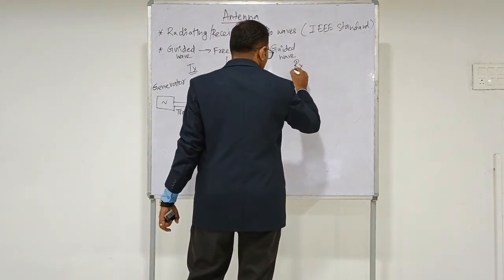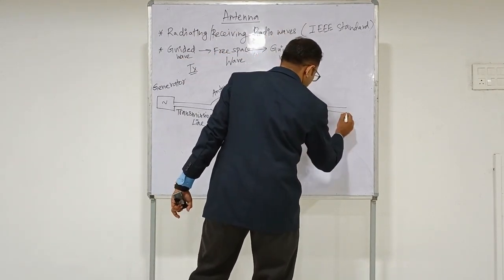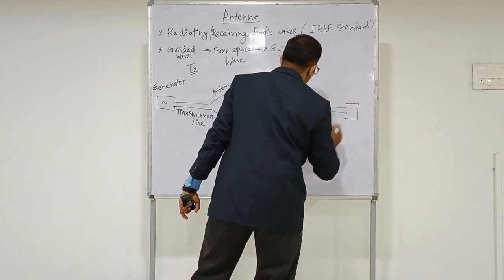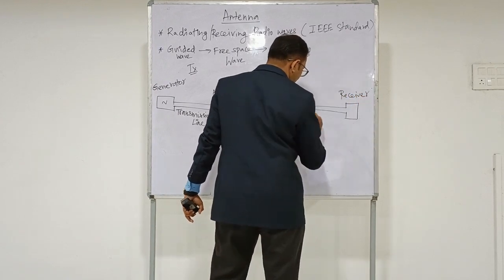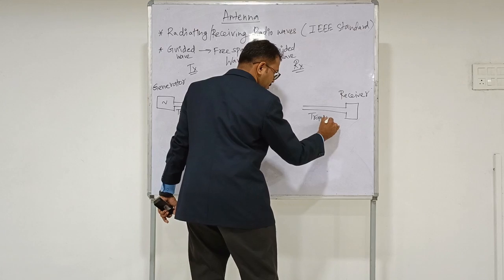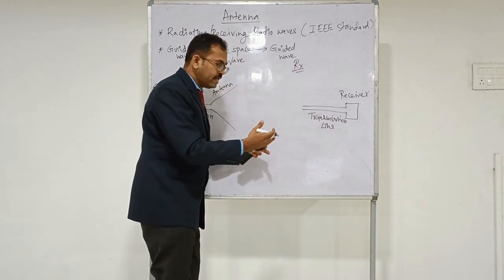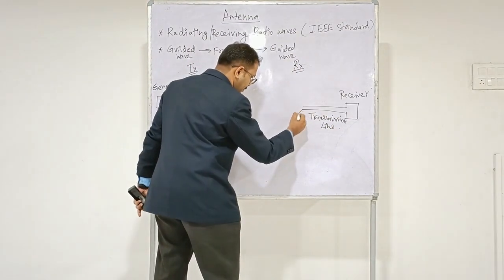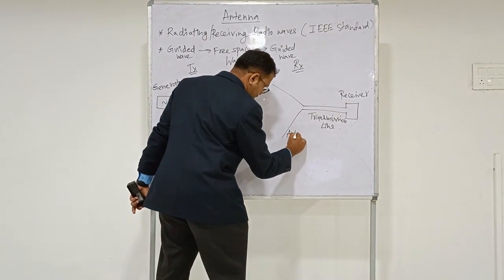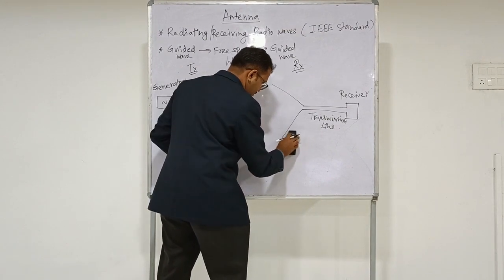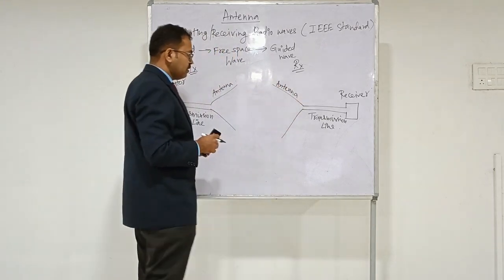What about RX? You will have a similar setup. You will have a transmission line feeding your receiver. So this is your receiver, and you have a transmission line feeding it. This transmission line in turn takes power from the receiving antenna. This is basically an antenna.